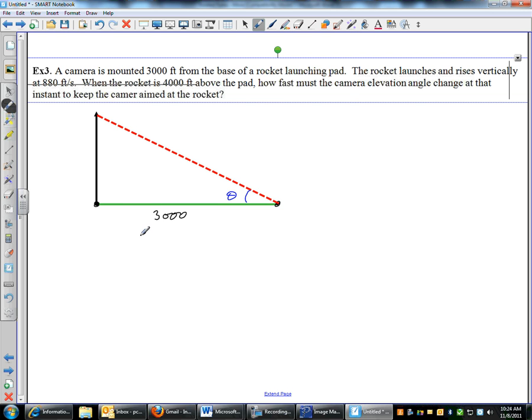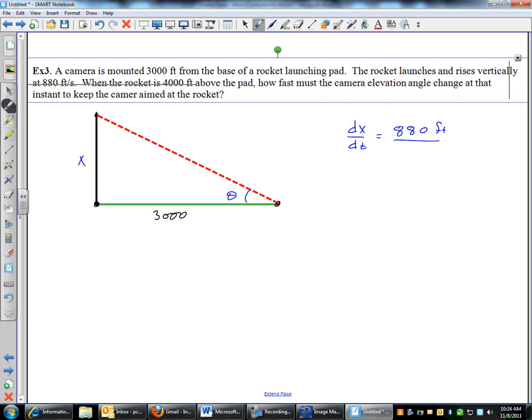All right, so let's pull out all the other information. I left out some stuff. We have 3,000, and I labeled the angle. What else do we know? Yeah, the left leg is changing, so I need to call that something. What do you want to call it? X. Okay, so that leg is changing. It is growing. The rocket is ascending at 880 feet per second.